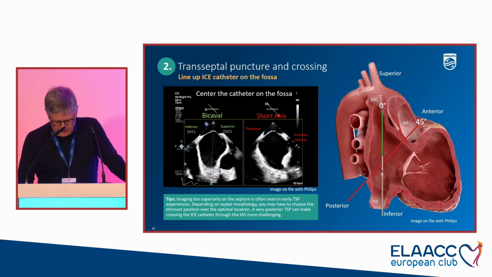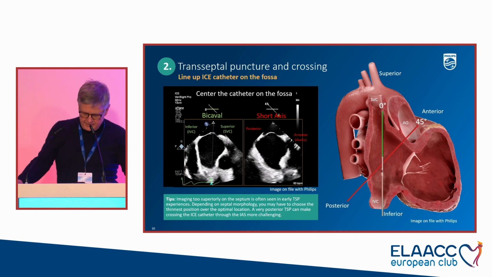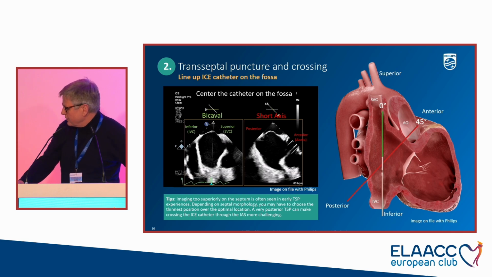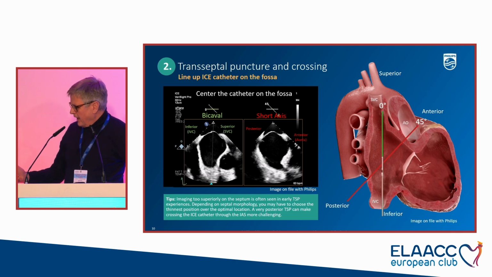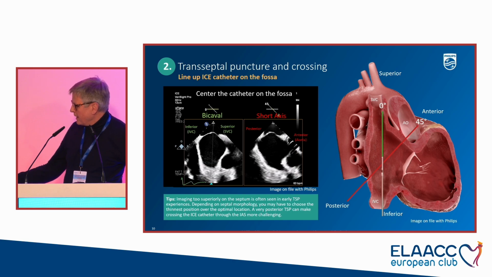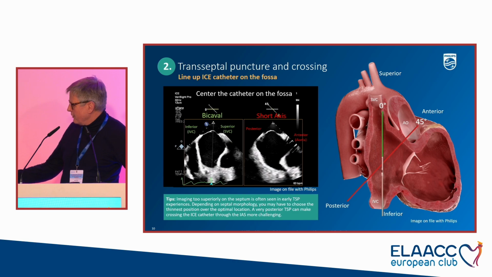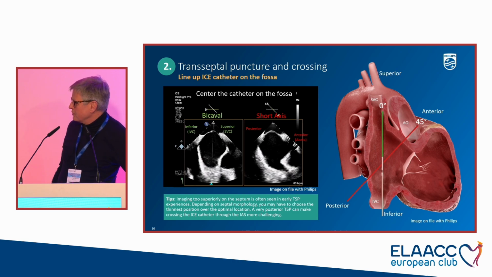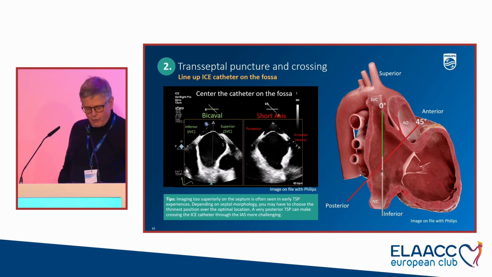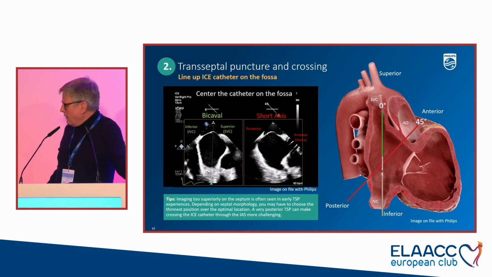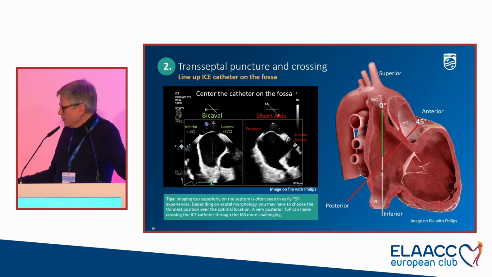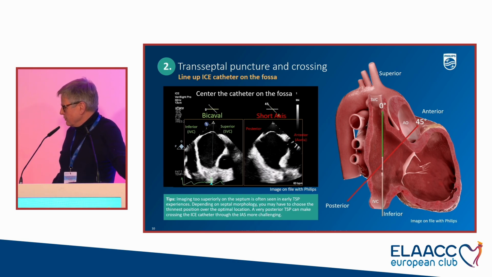But this is an illustration that you can just move the ViewFlex catheter to the mid-RA position, and rotate until you get the bicaval view, and from the bicaval view you just make a 45-degree steering so you get the short axis view. So you have this, as you know from TE, a view that is very important to guide our transseptal puncture. So this has become much more simple.